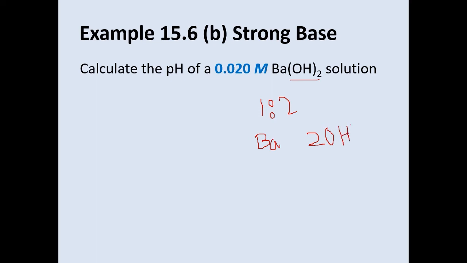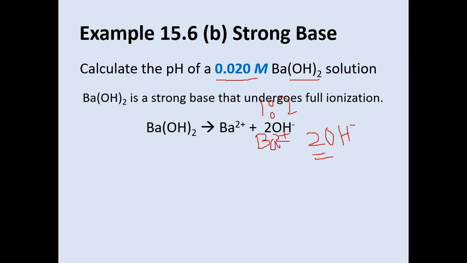So if we dissociate these, there will be two hydroxyl. 1 molar will produce 2 molar, 2 molar will produce 4 molar. So that means if I have 0.020 molar, I will have 0.04 molar of hydroxyl ion in the solution.